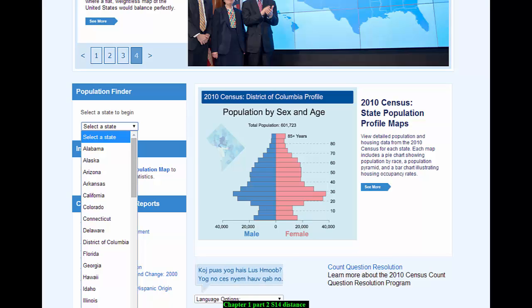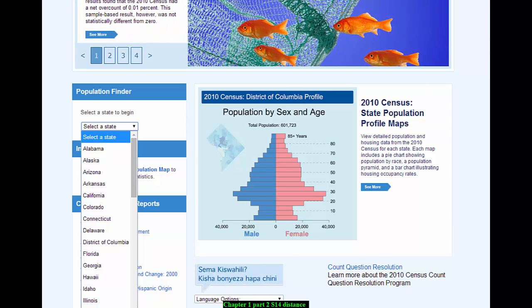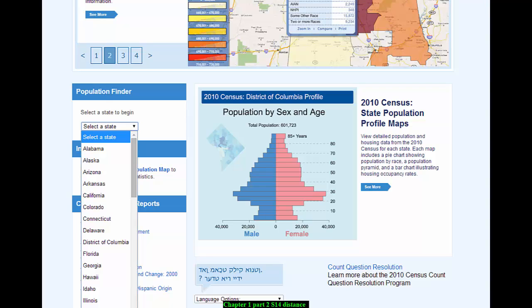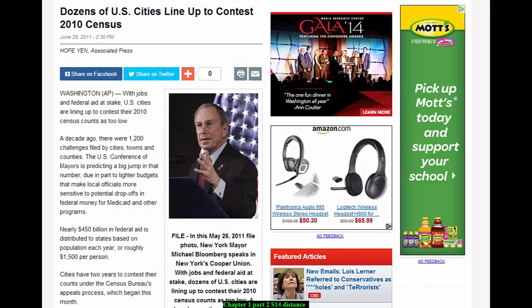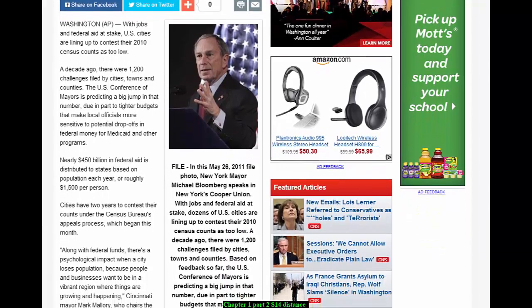So why did we say it was so important for you, because you'll be contacted by the census next, to actually respond to the census? Well, it's really important. Check out this article. Dozens of U.S. cities line up to contest the 2010 census. Notice that this was published in June of 2011, so shortly after the 2010 census was complete. So let's read just a little short bit here.